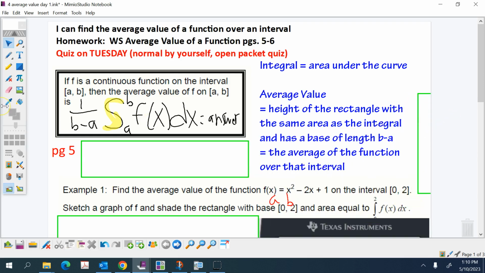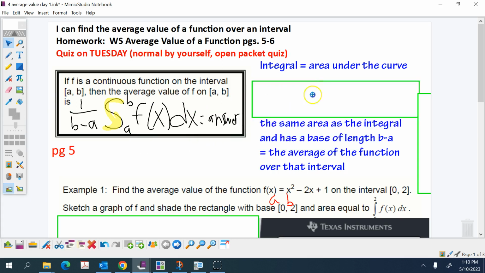So the reason that you're multiplying by 1 over b minus a is that basically you are multiplying by 1 over the base. Remember, a rectangle is base times height. So if you divide by the base, what you end up with is the height, which is called the average value of the function.